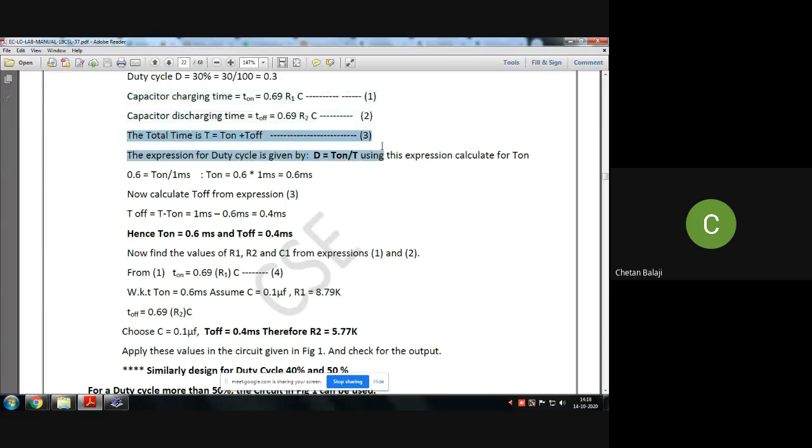We know that total time T equals T on plus T off. I already told you, T on means the value when the waveform is 1, that value is called T on. T off means when the waveform is 0, that value is called T off. When you add T on plus T off, that gives your T. Total time period T equals T on plus T off. That is the first thing you need to understand.